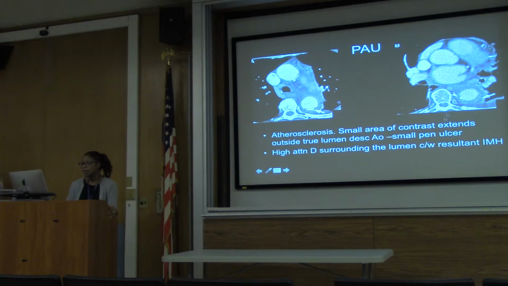Another example here, we have, again, a lot of atherosclerosis in the aorta, and this little sort of irregularity of the aortic wall, and a little projection of the contrast distal to the expected location of the lumen, and it's associated with some intramural hematoma as well. This is a penetrating aortic ulcer. And like I said, they're all treated the same.